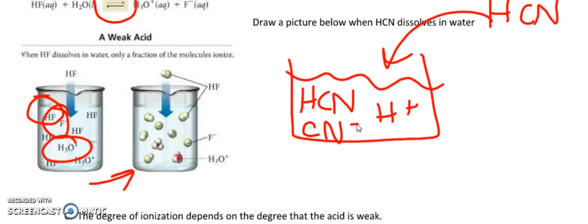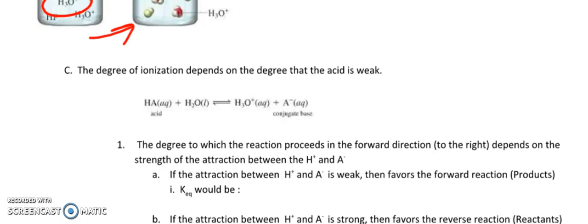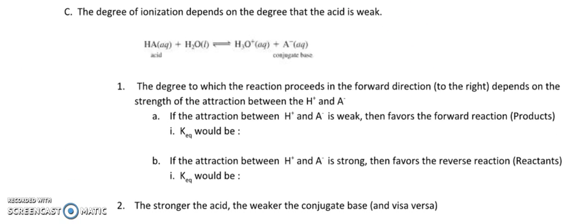So then some HCN will split up to form H plus and CN minus. So at equilibrium, the rate of the forward reaction of splitting them up is equal to the rate of the reverse reaction of coming back together again. So it says the degree of ionization depends on the degree that the acid is weak. Okay, so what the heck does that mean? Remember, this is in equilibrium. Okay, so we can talk about the forward and the reverse reaction. Okay, we can talk about K values here, like we could with the equilibrium we learned in chapter 14.